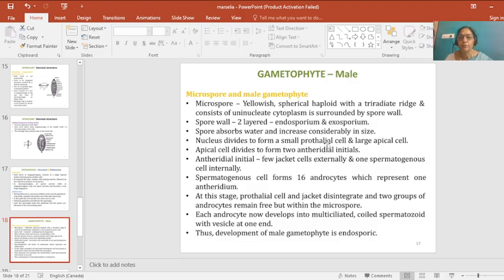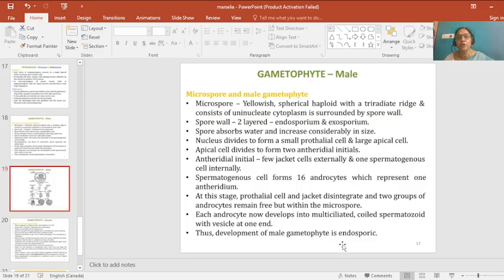The nucleus divides to form a small prothalial cell and a large apical cell. The apical cell divides to form two antheridial initials. The antheridial initials form a few jacket cells externally and spermatogenous cells internally. The spermatogenous cells form 16 androcytes which represent the antheridium, and the prothalial cells and the jacket disintegrate. The two groups of androcytes remain free within the microspore, and the androcytes develop into multiciliated coiled spermatozoids with vesicles at one end. The development of the male gametophyte here is endosporic.